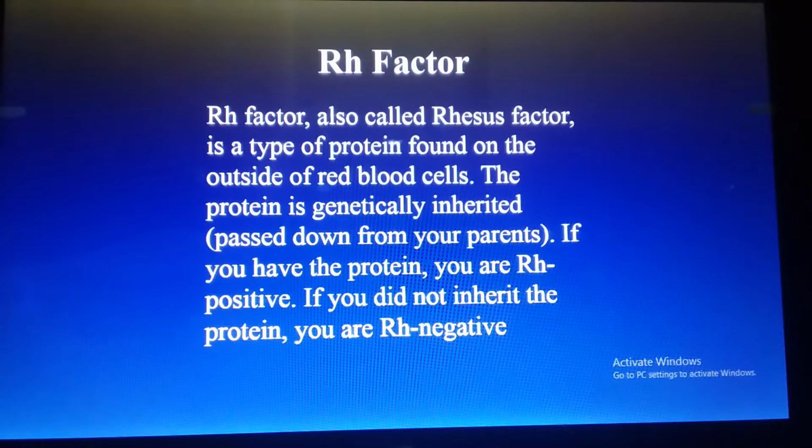Beside the A antigen and B antigen, there is another protein known as the RH factor. RH is from rhesus factor because it was first discovered in the rhesus monkey. So this is known as the RH factor or rhesus factor. RH factor is basically a protein, like antigen A and antigen B, which are also proteins.